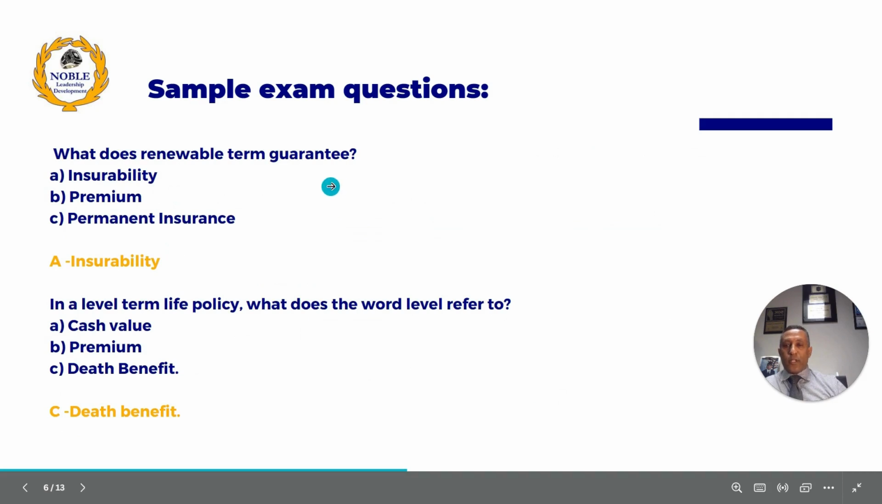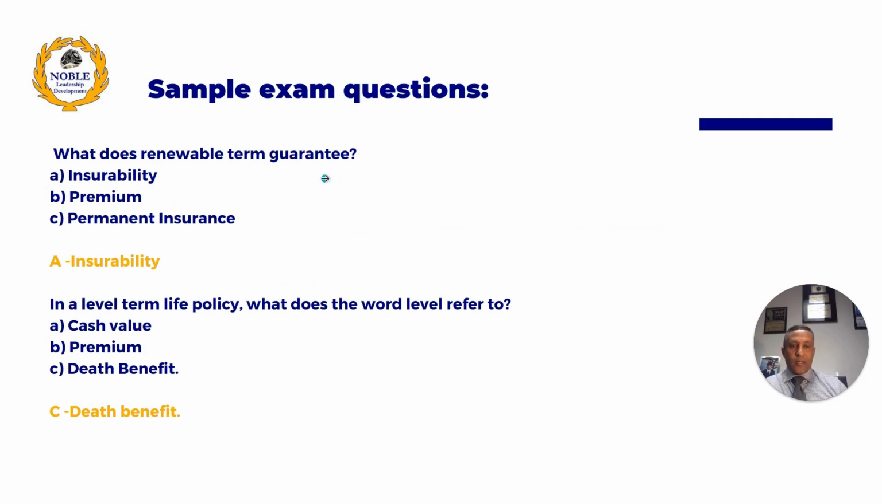What does renewable term guarantee? Insurability, premium, or permanent insurance? The answer is insurability, because there is no proof of insurability needed. Insurability is guaranteed in renewable, it's guaranteed on convertible, it's guaranteed on a group life insurance, but the premium increases, so premium is not guaranteed, and a renewable term is not permanent, so permanent insurance is not guaranteed either, right?